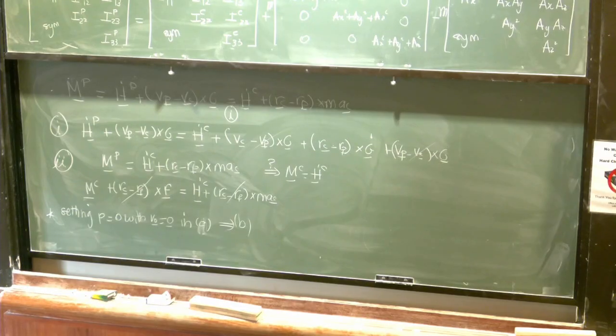So what is the angular momentum of the body about its center of mass? 0. Why? Because omega is 0, so HC, which is IC times omega, is going to be IC times 0, which is 0. So then the derivative of the angular momentum about C is going to be 0. We're going to first practice these, and then we're going to look at the derivative of the angular momentum.